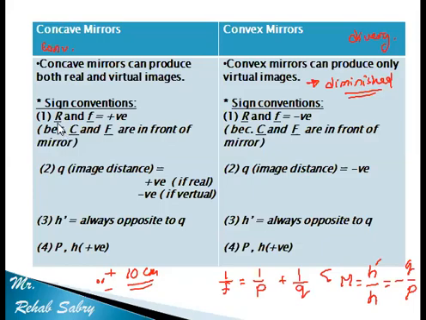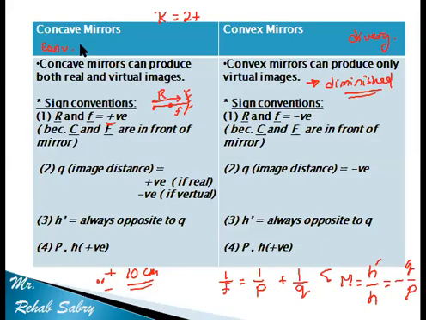Well, alhamdulillah. Sign conventions: R and F are positive in case of what? Concave. Why? Because this is the concave mirror, this is the reflecting surface, this is F, and this is R. What is R? I told you R is 2F, double the focus. R is the radius of curvature. Both are in front of the mirror, so they are positive.